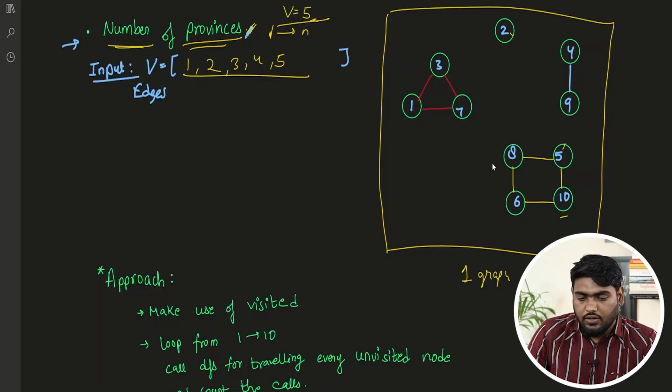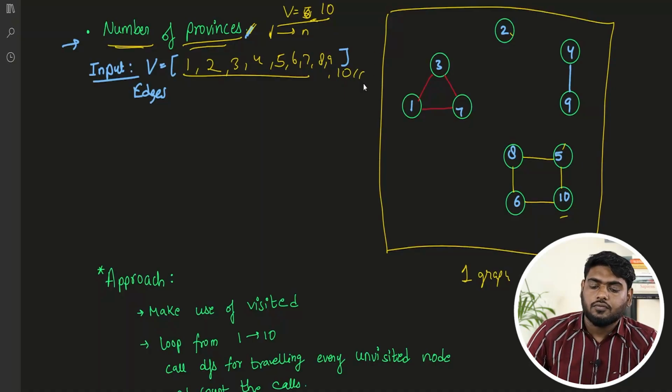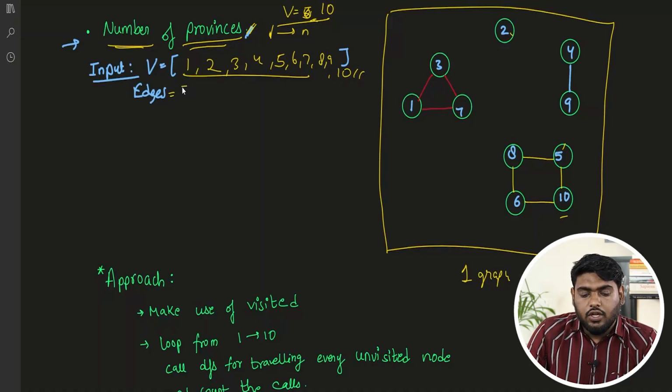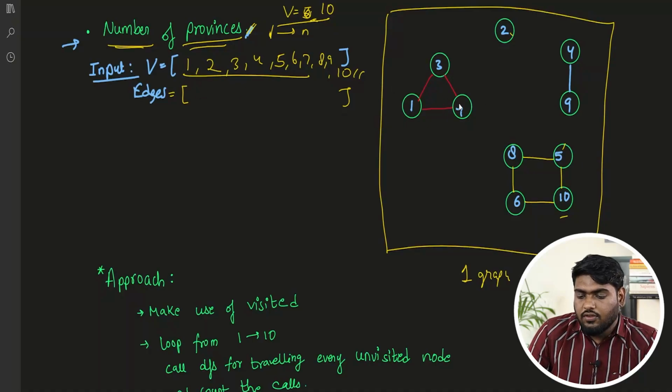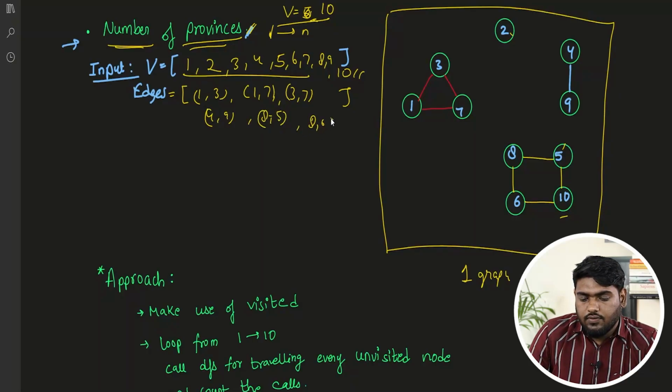So these are all the nodes that you have in the graph. For this one, the maximum number is 10, so V actually is 10. You have to understand that we are talking about 10 vertices. Along with this, edges are given in pairs. So assume you have the edges 1 3, 3 7, 1 7. It will be given as 1 3, 1 7, 3 7. Similarly you have 4 9, then 8 5, 8 6, 5 10 and 10 6.